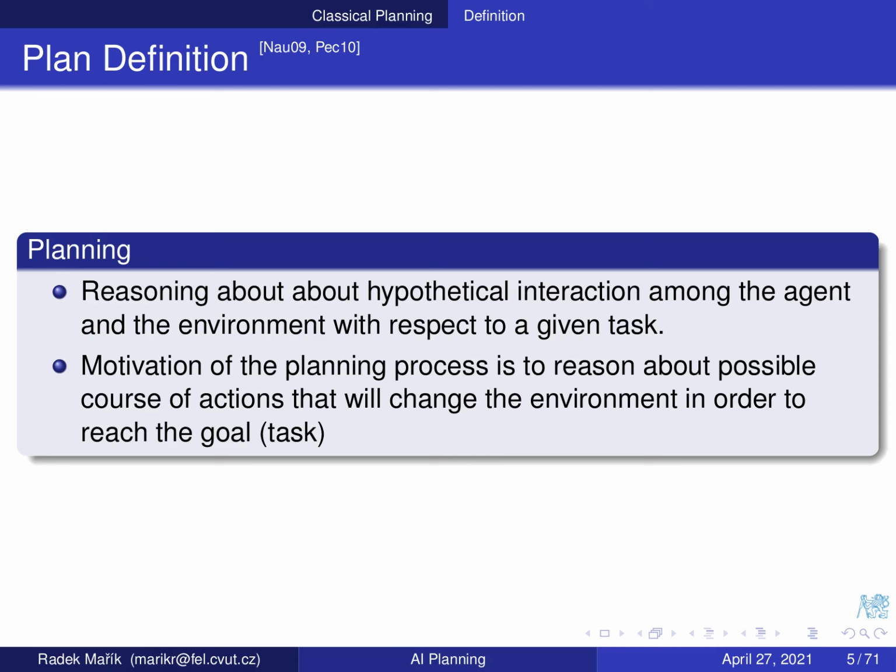From the abstract point of view, we deal with an environment. We have an agent in that environment. That agent interacts with the environment, and it tries to accomplish a given task. So the motivation of the planning process is to create such a sequence of actions that changes the environment in order to reach the goal, the task that should be achieved.